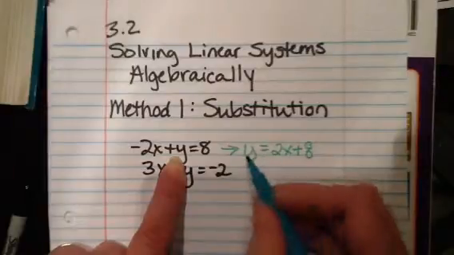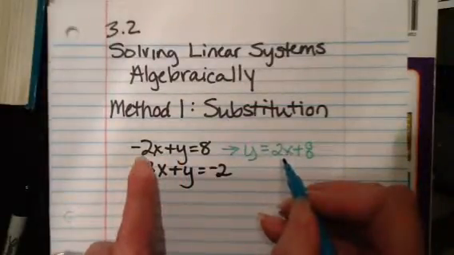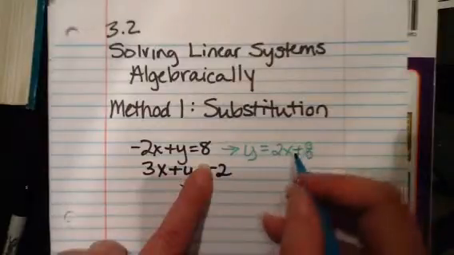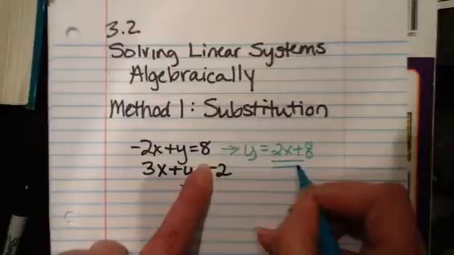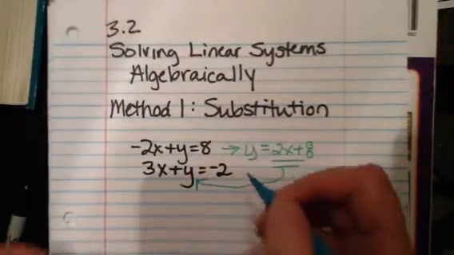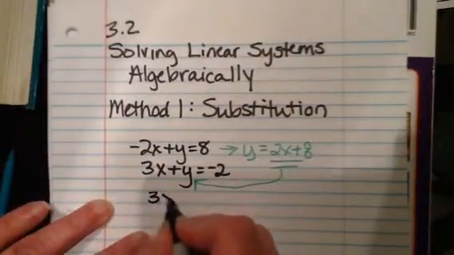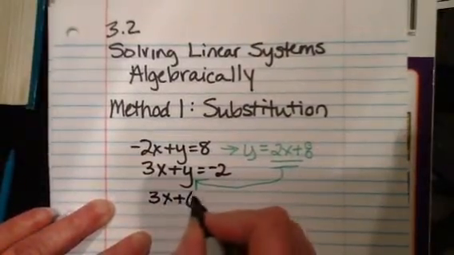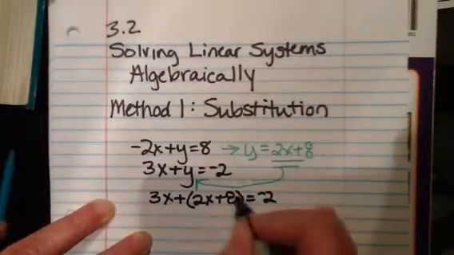We okay with that? So y equals 2x plus 8, because if I move this negative 2x to the other side, it's a positive 2x. And now I'm going to take this 2x plus 8 and put it in place of y in my second equation. So that means I'm going to have the equation 3x plus 2x plus 8 equals negative 2.